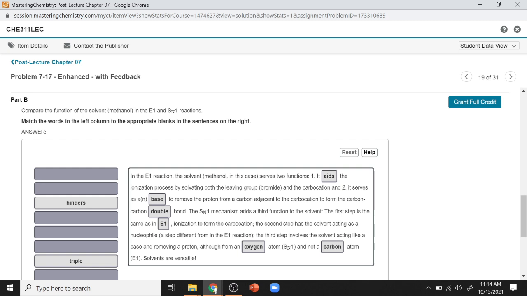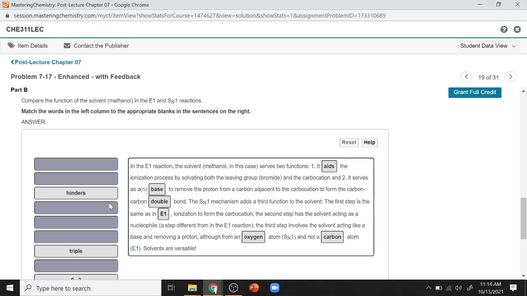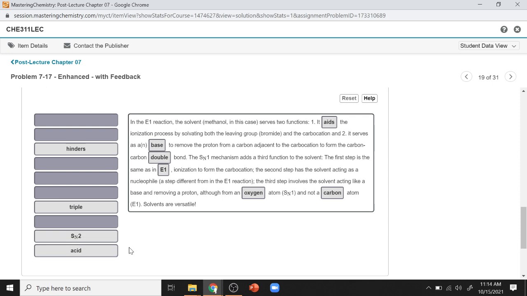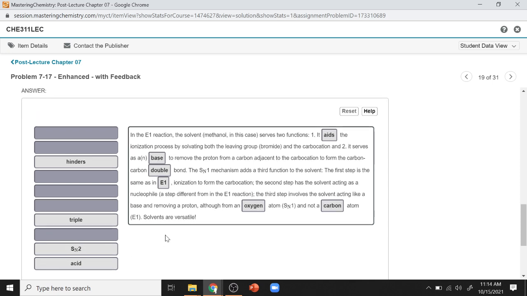and then we go on to the next one. So we do the first one first. So it does what? It's not going to hinder, right? Has to help in some way. Base doesn't make any sense there. Double doesn't make any sense. E1 doesn't make any sense. Oxygen doesn't make any sense. Carbon doesn't make any sense. Triple, SN2, none of those other ones make sense, right? It can only be aids or hinders. Has to be aids, right?